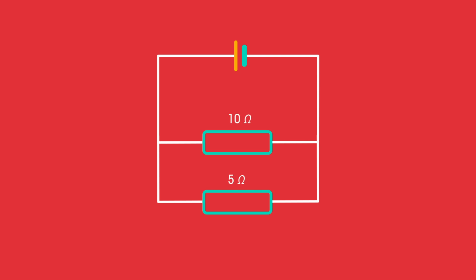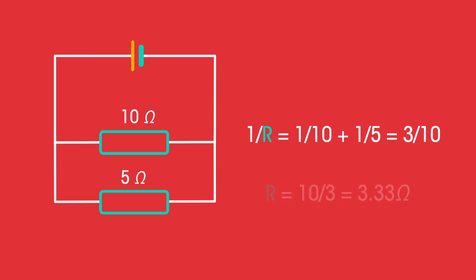Try this one. One over R equals 1 over 10 plus 1 over 5, which equals 3 over 10. So R is 10 over 3, which equals 3.33 ohms.